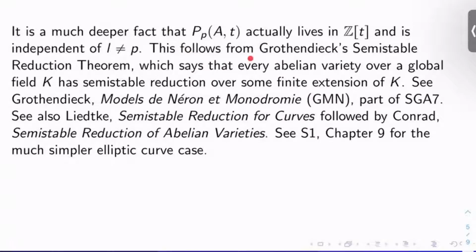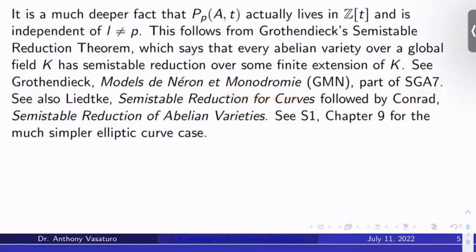And this follows from Grothendieck's semi-stable reduction theorem, which says essentially that every abelian variety over a global field K, like a number field, has semi-stable reduction over some finite extension of K. So you can always move up to a finite extension of the ground field and acquire semi-stable reduction. The original references for this would be like Grothendieck's monodromy stuff in SGA 7.